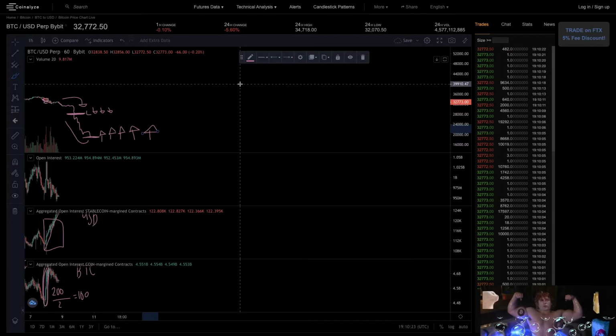Does that make sense? That's the definition of open interest. If you look at open interest, there's no world where you can have more shorts than longs. Every long has to have a short counterparty. Does that make sense? That's just how open interest works.